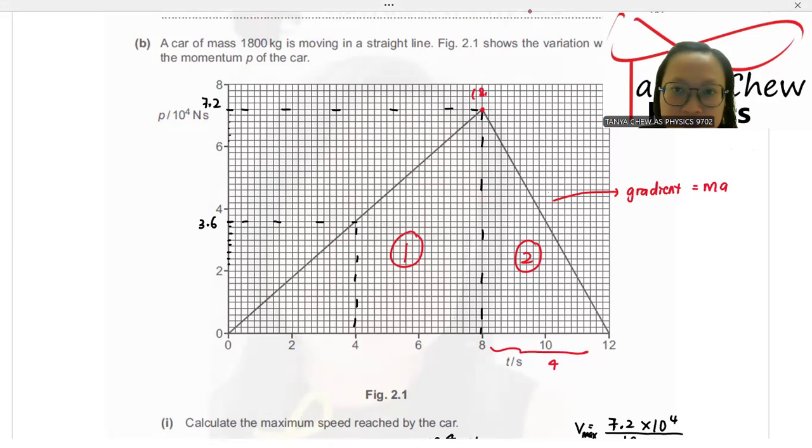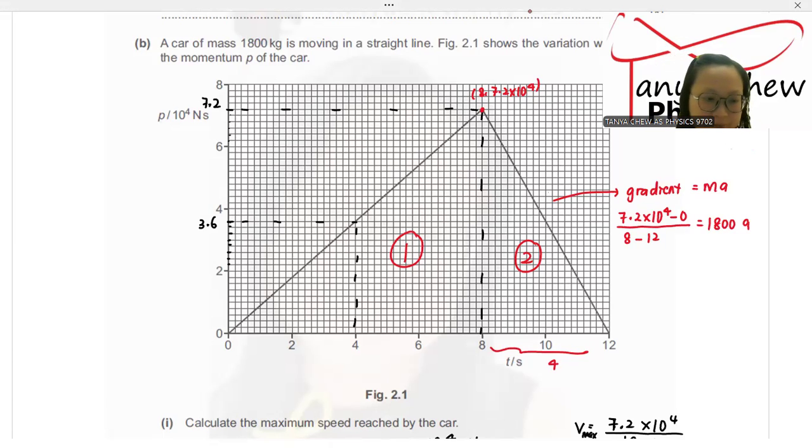This is 8 and 7.2 times 10 to the power of 4. This is 12 and 0. So I take 7.2 times 10 to the power of 4 minus 0 over 8 minus 12, equal to 1,800 times acceleration. So 7.2 times 10 to the power 4 divided by negative 4, and then divided by 1,800. So your acceleration is equal to negative 10 meter per second square.